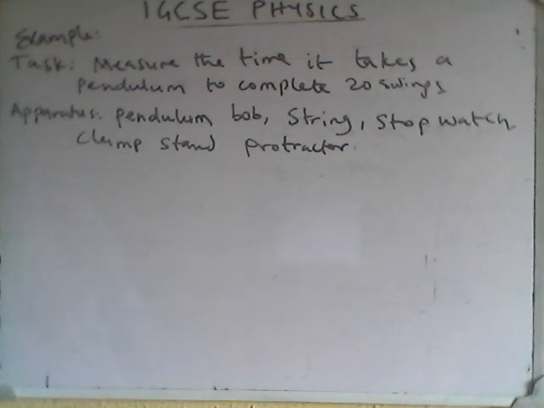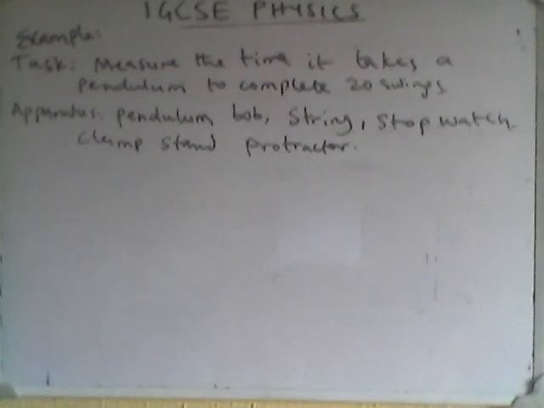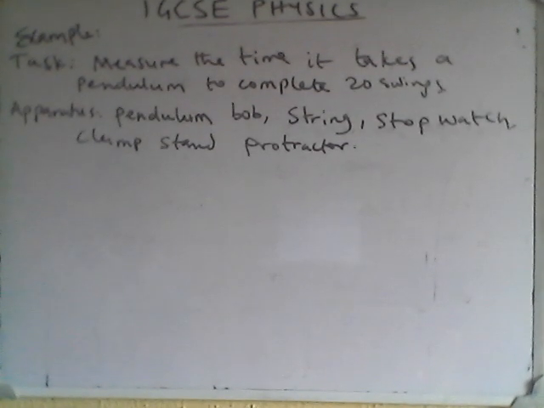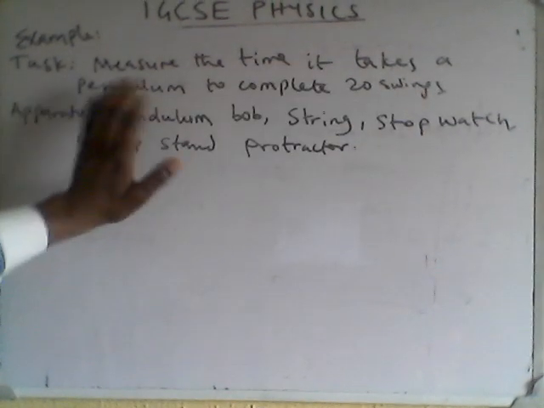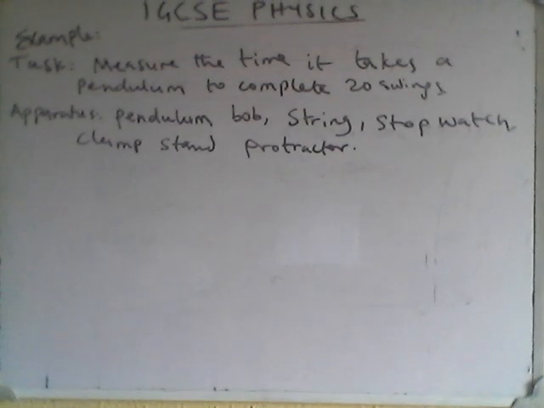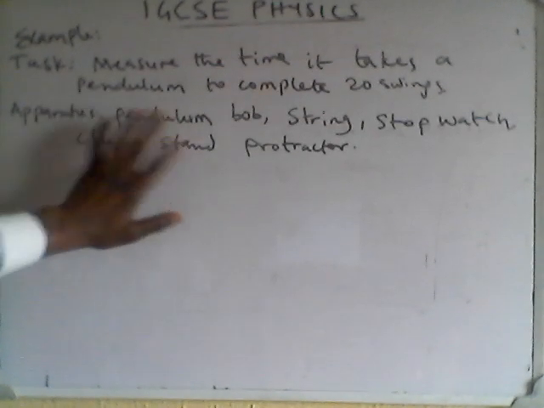Okay, so I'm going to walk us through an example of an experimental case where we need to work on the results, work on the table. The task on the board here is to measure the time it takes a pendulum to complete 20 swings. So the apparatus we need for this particular experiment is a pendulum bob.